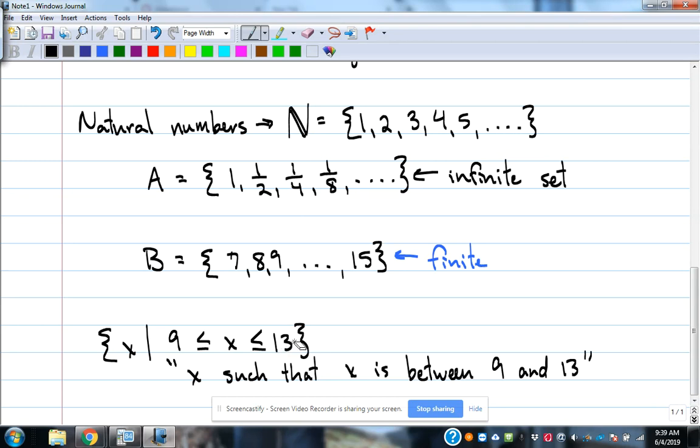Would this be an infinite set or a finite set? Does it have an ending spot? Yeah, it stops at 13, doesn't it? So this is a finite set because it has an ending spot.